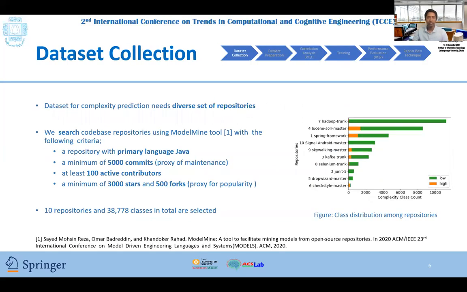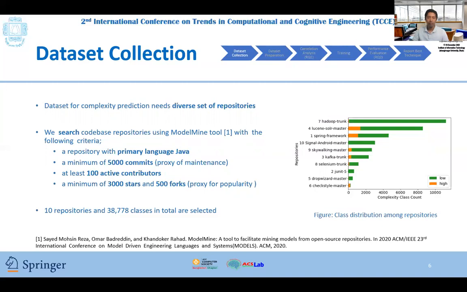As a first step, dataset collection, we need for our machine learning classifiers a diverse set of repositories. To do that, we search code-based repositories using a tool called MineRepo. This tool is capable of searching repositories with different search criteria. You can note that this tool was published before as a research paper also. So we use published work in our research.